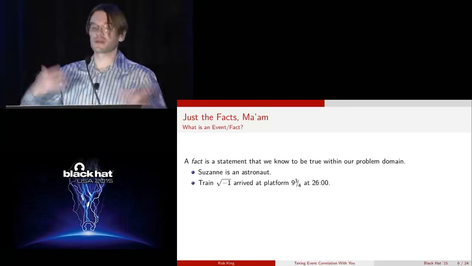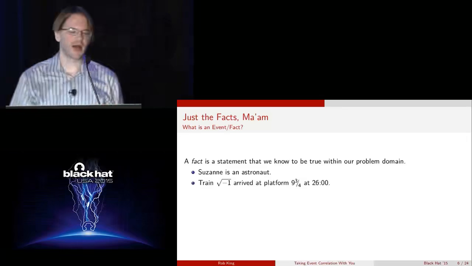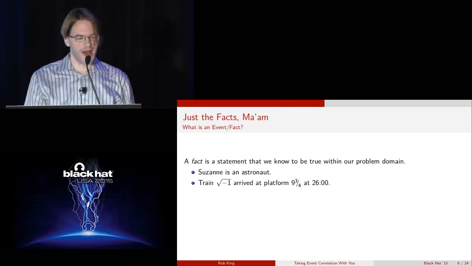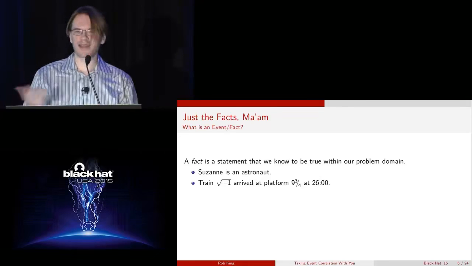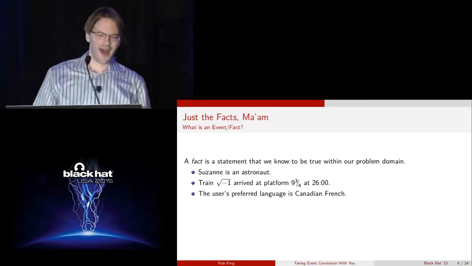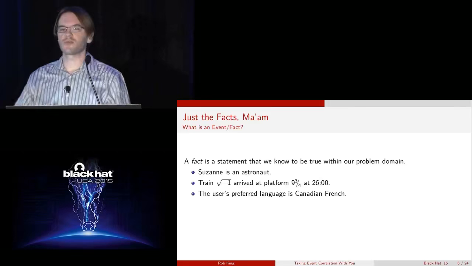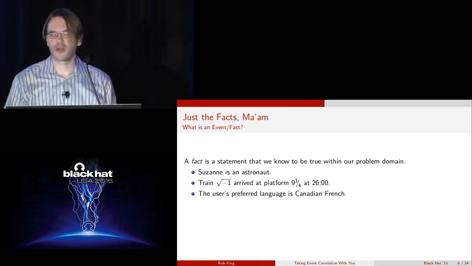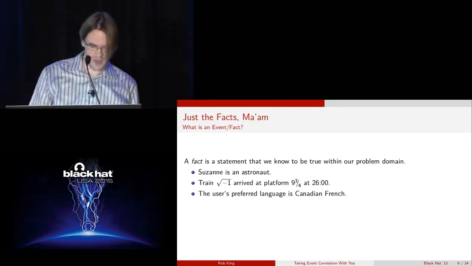It could be an event, something that happened, like train I arrived at platform 9 3/4, which, I'm that big of a dork. Come on, that's awesome. Train I, because it's, okay, whatever. It can also state things about notions, like the user's preferred language is Canadian French, which isn't everybody's.